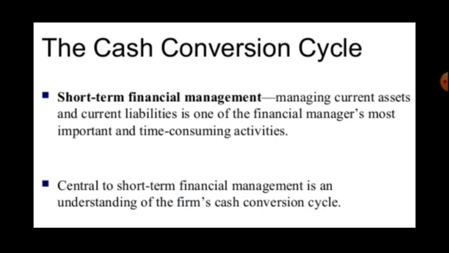Cash conversion cycle, a short-term financial management. In any business unit, the cash is required to purchase raw materials. Now the cycle goes in such a manner that from cash it is converted into raw materials. From raw materials it is further converted into semi-finished goods, that means the processes are done on it. From semi-finished goods it is converted into finished goods. From finished goods it is converted into sales.